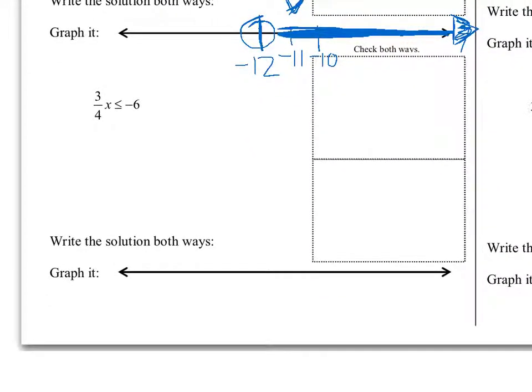I've got 3/4 x is less than or equal to -6. What do I need to do to solve this inequality? Mr. LaRue: You want to put 4 over 3 times 3 over 4, cancel it out. All right, so he wants to multiply this side by 4 over 3. Just like it's an equation, we're going to do the same thing to both sides.